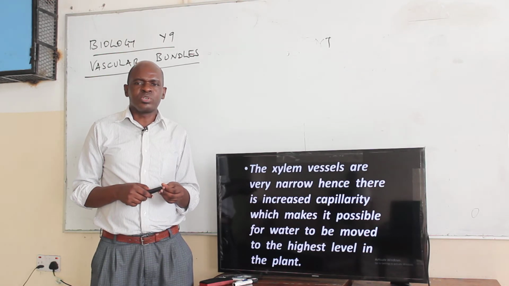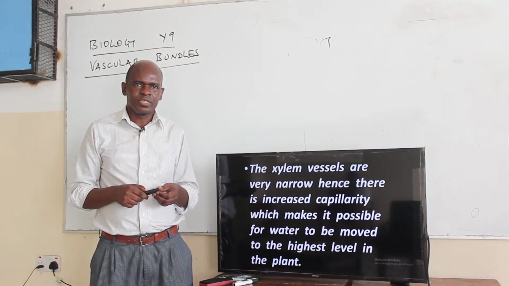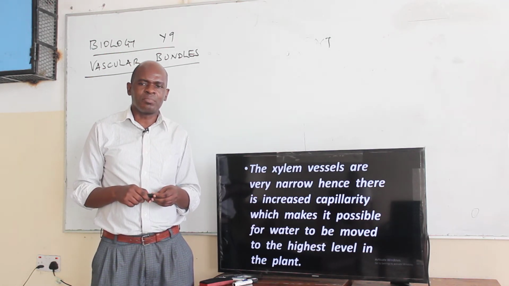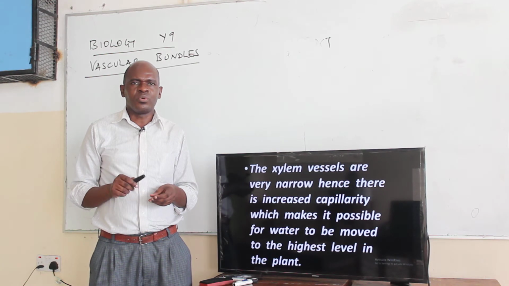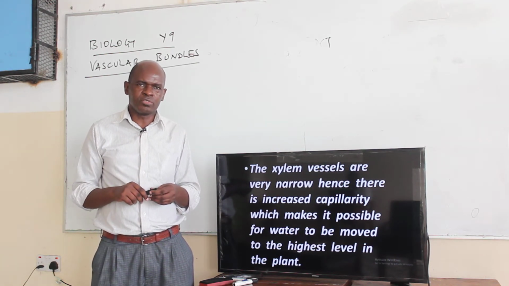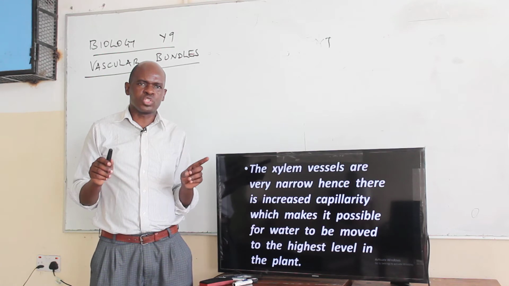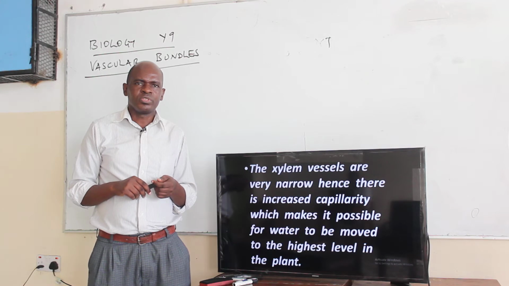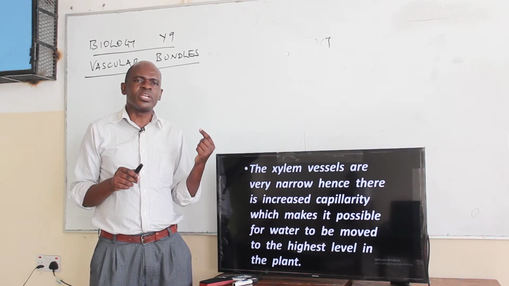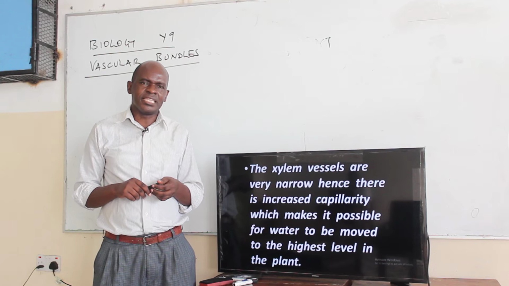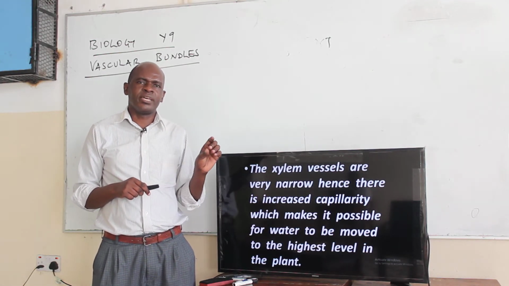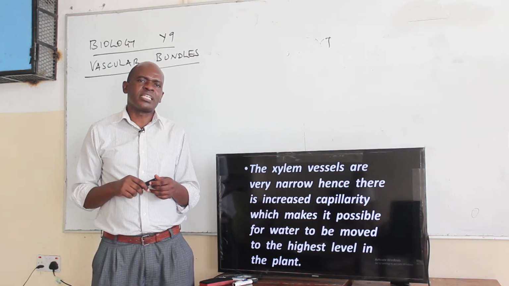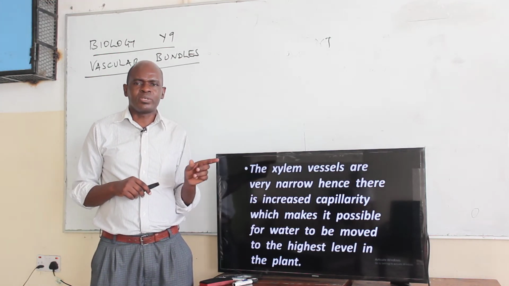The xylem vessels are also very narrow, and this is what we call capillarity. Now, if you place a straw in a bottle of soda, and we have two straws, one a wider straw and another a narrower straw, you discover that the liquid will rise fastest in the narrower straw as compared to the wider straw. The reason is that the narrower straw has a higher capillarity as compared to the wider straw.